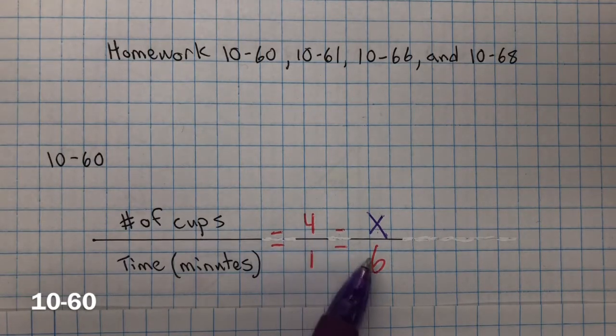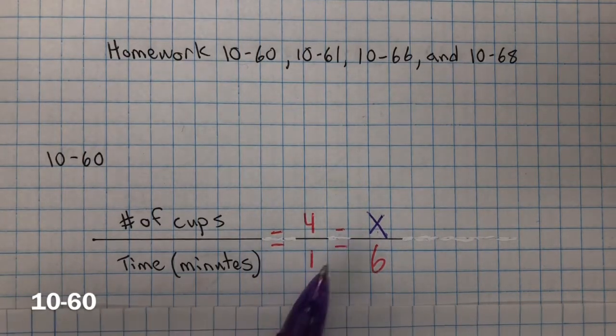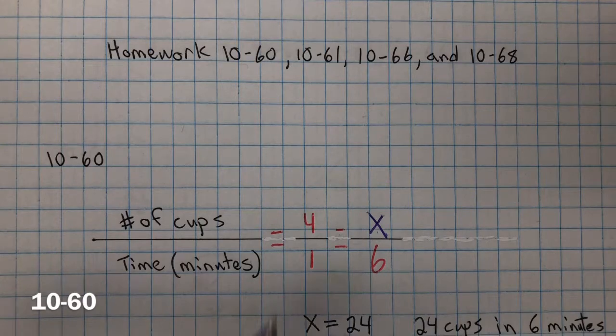So you can just cross multiply. X multiplied by 1 is X. 4 multiplied by 6 is 24. So she can fill 24 cups in 6 minutes.